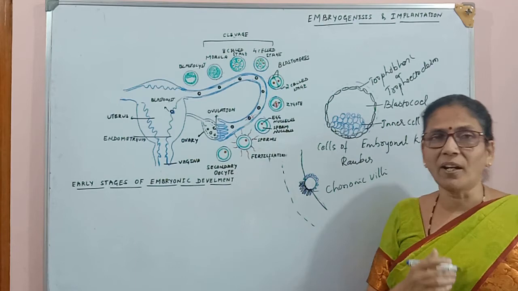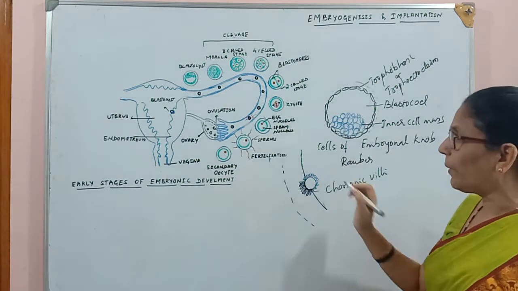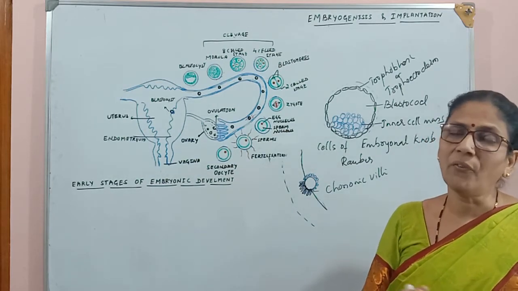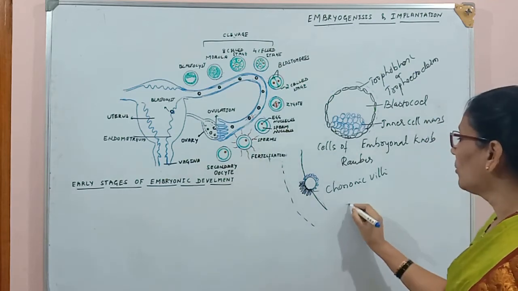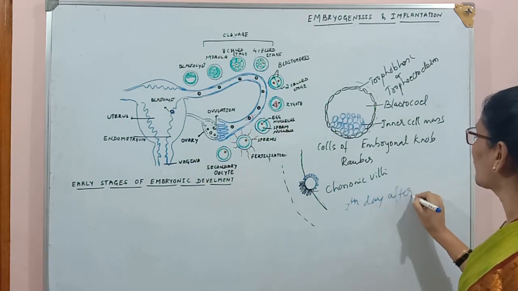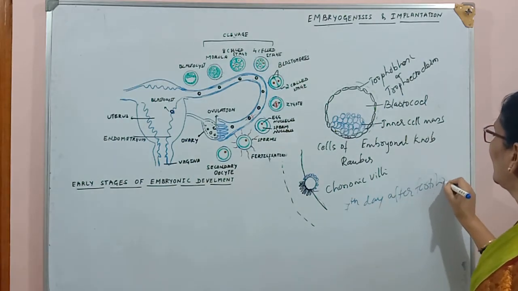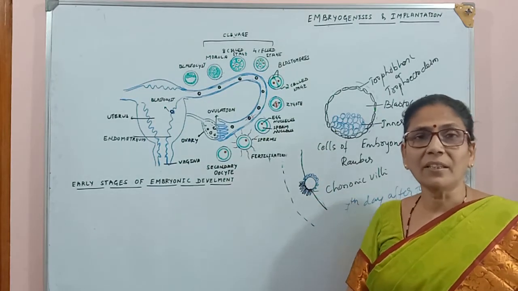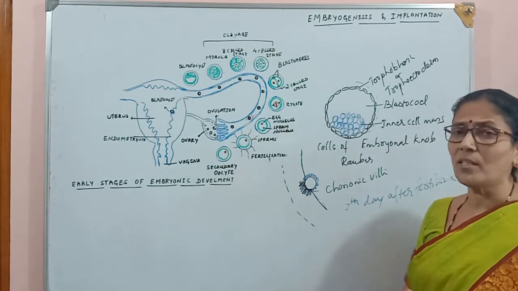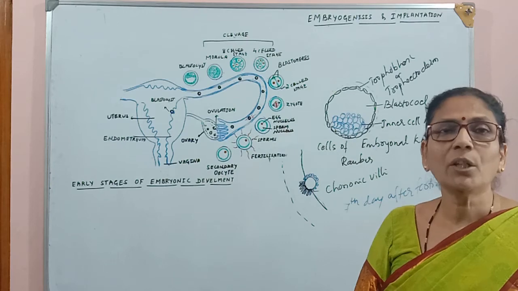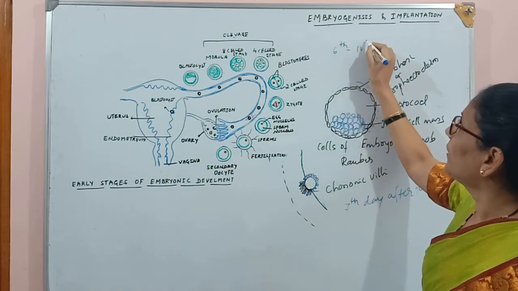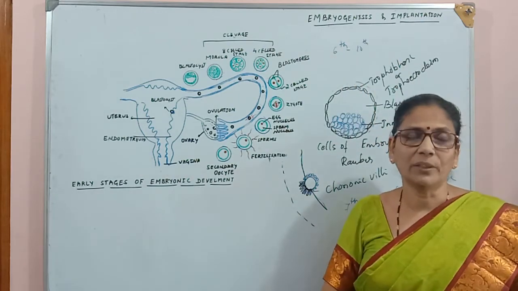So we may give the definition of implantation. Implantation is the attachment of the blastocyst on the wall of the endometrium, which takes place on the 7th day after fertilization, and the whole process of implantation is completed within 2 to 3 days. That means the period of implantation is the 6th to 10th day after fertilization.